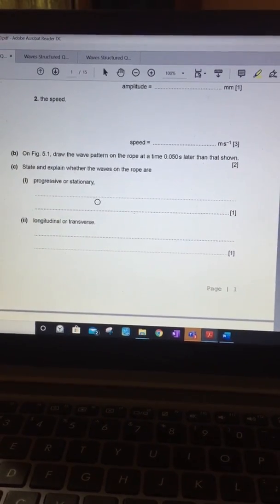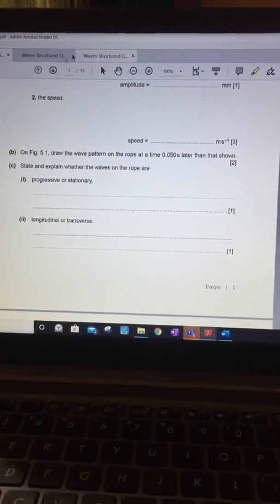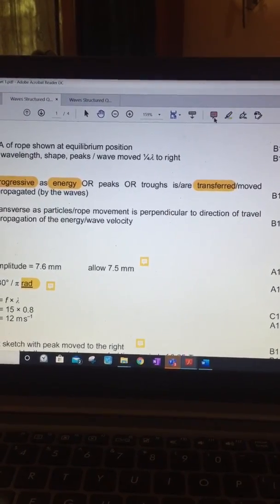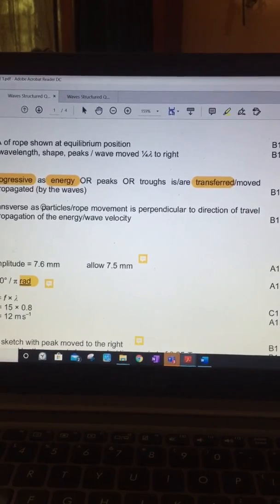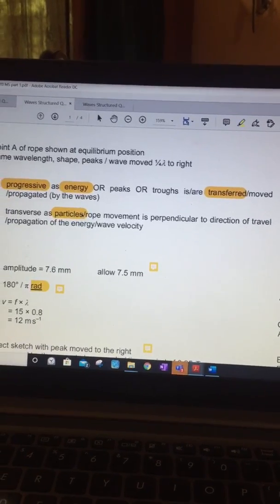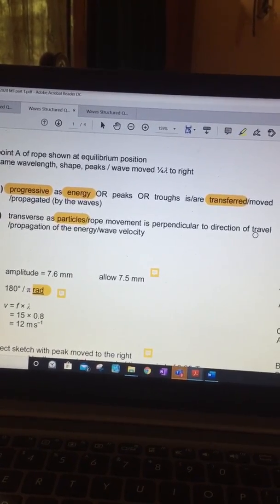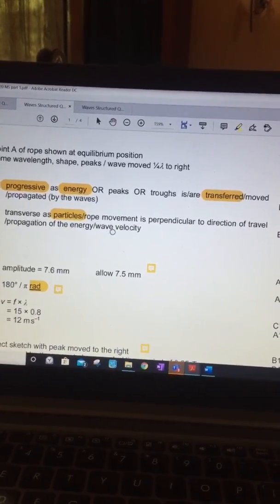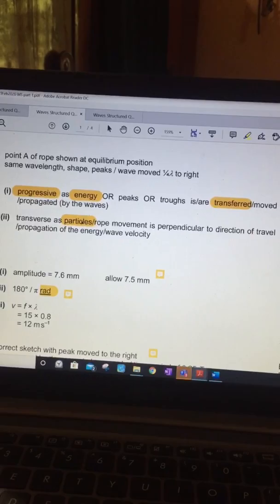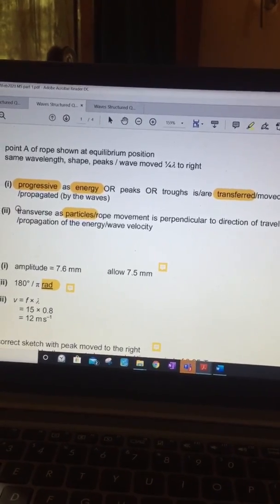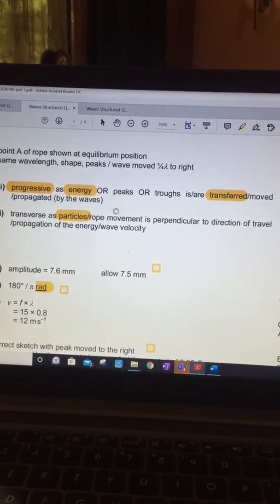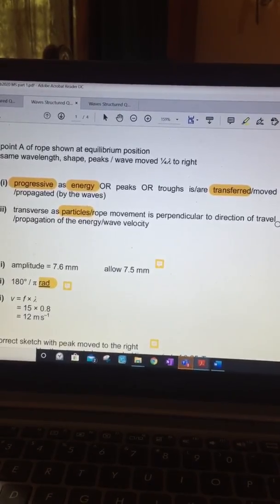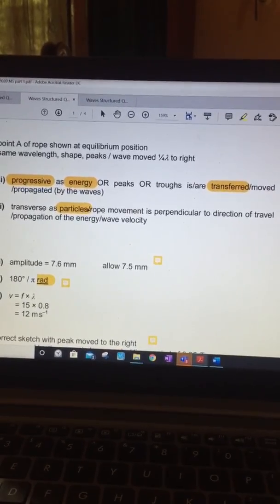Longitudinal or transverse? It is transverse because the movement of the particles on the rope is perpendicular to the direction of travel of the energy, the propagation of energy. The common mistake here is people tend to say that the wave vibrates perpendicularly to the direction of travel of the wave. It is not the wave which vibrates.